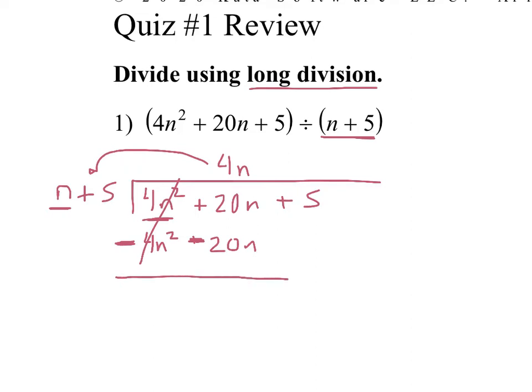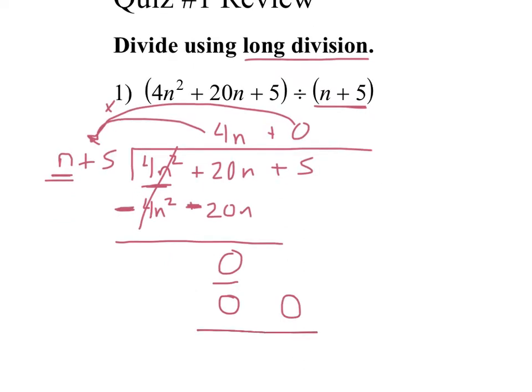And now we add the second two. So what's 20n minus 20n? 0. So now what times n gives us 0? 0. So now we have a plus 0 up here. And now we multiply the 0 by what's out front. So what's 0 times n? 0. And what is 0 times 5? 0. So now we add these, and we get 0.